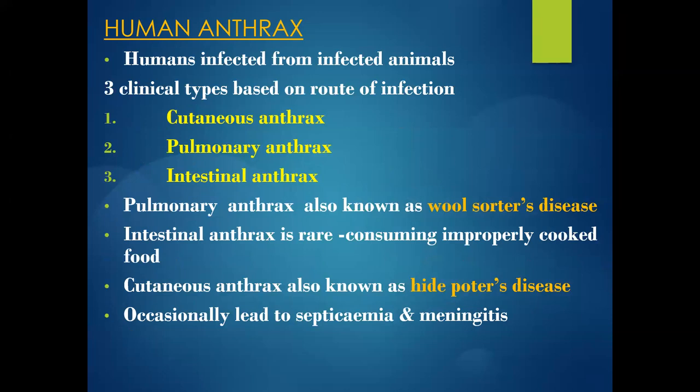Human anthrax. Humans are infected from infected animals, and in humans, three main clinical types are seen based on the route of infection. First one, cutaneous anthrax. Second one, pulmonary anthrax, also known as wool sorter's disease. Third one, intestinal anthrax, which is rare, by consuming improperly cooked food. Pulmonary or cutaneous anthrax can occasionally lead to septicemia and meningitis.